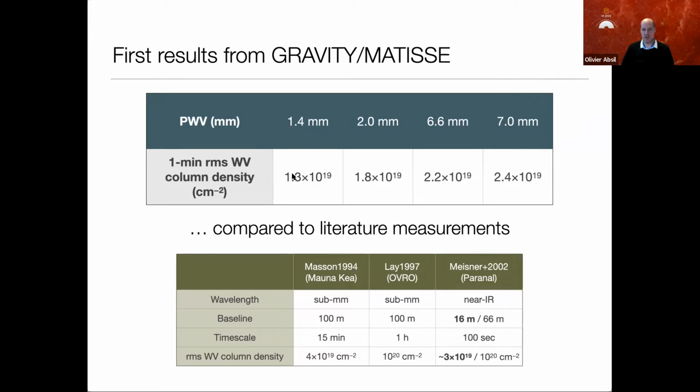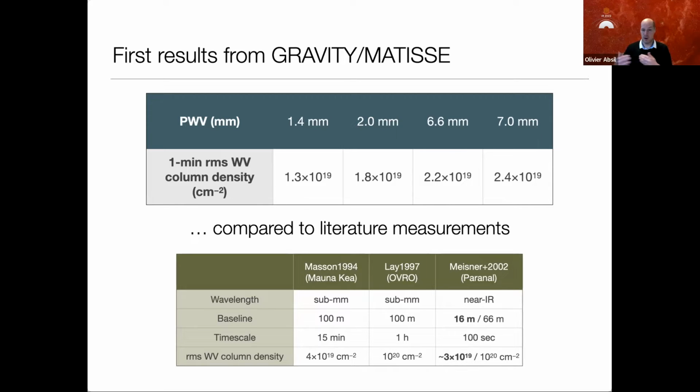Showing that the amount that we get at Paranal is on par with what was obtained in other observatories, although somewhat lower, mostly because the baselines were longer and the timescales were also longer. Actually, the only experiment that was using these kinds of baselines and the single time scale is the one performed by Jeff Meisner 20 years ago, giving similar amounts of differential water vapor, although these experiments were quite crude at these times and gave only approximate numbers. So now we have a better understanding of these.